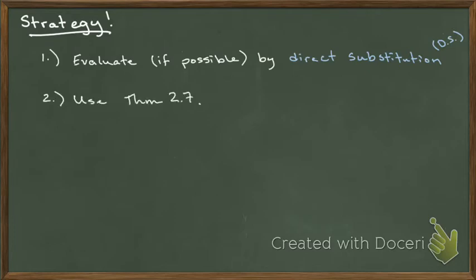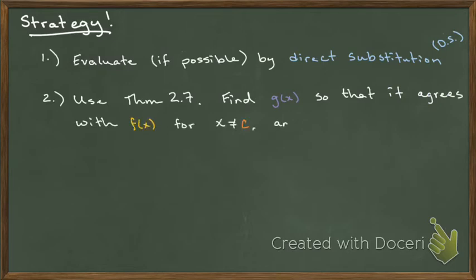Use Theorem 2.7. Okay, and the gist of that theorem, again, is that we try to find some other function g of x by some methods, right, factoring and canceling, there's more, so that it agrees with f of x for all x not equal to c. And then we can use direct substitution. So situations where this occurs, factoring and canceling, of course. We're going to do some other examples, and they fall under these two categories.